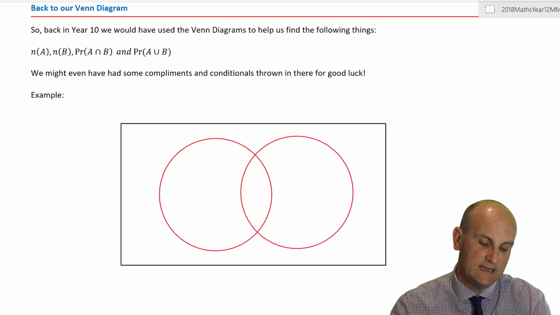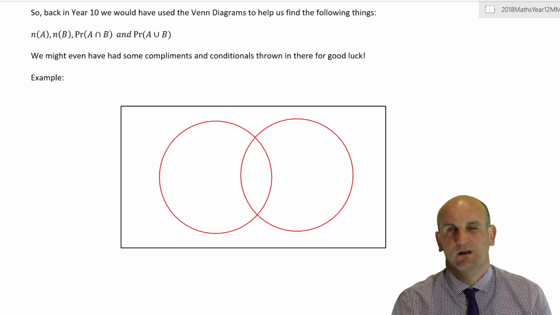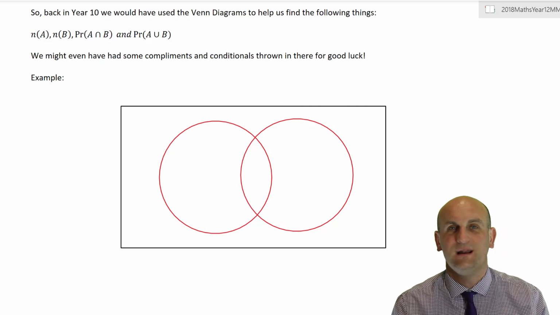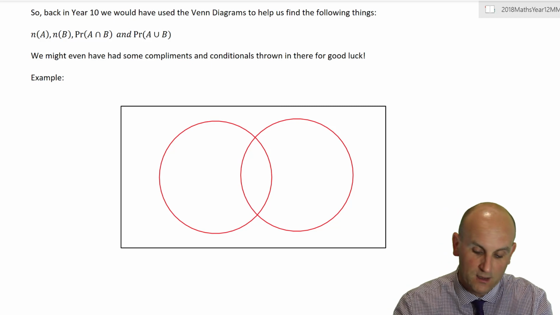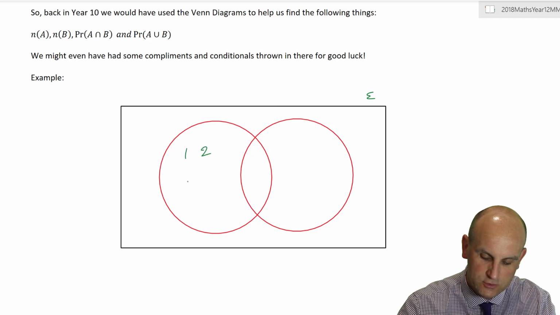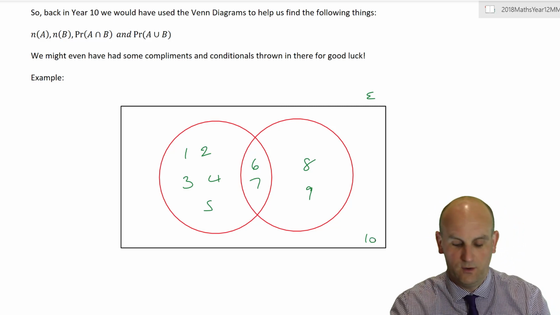Now, as I said to my year 10s a couple of weeks ago, Venn diagrams are really, really easy because what you're actually doing is trying to find various probabilities or numbers of, and the way we do that is we look at sections of our Venn diagram. So if I get epsilon there again, that doesn't look like an epsilon, that looks like a C, so let's try that again. And I do 1, 2, 3, 4, 5, 6, 7, 8, 9, and let's put 10 out there. I know it's different from before, don't worry about it.